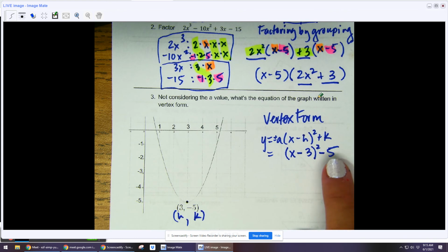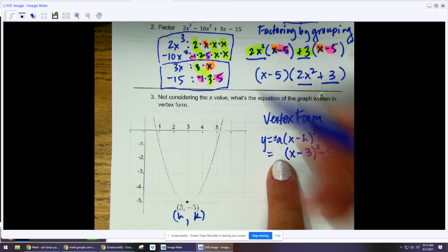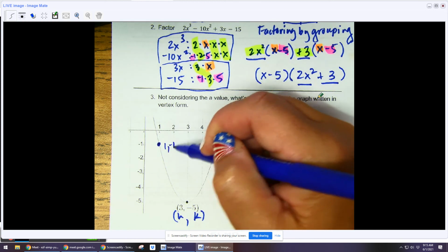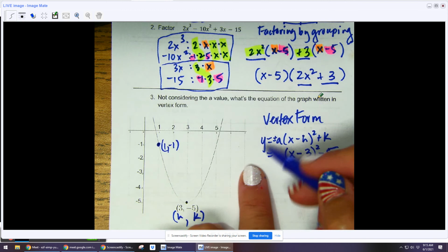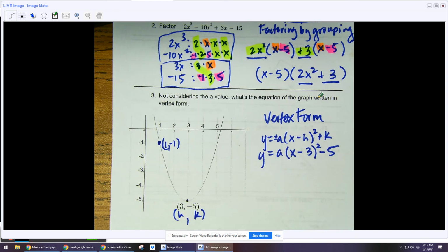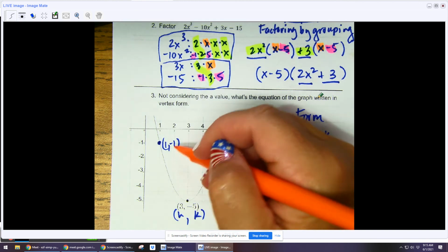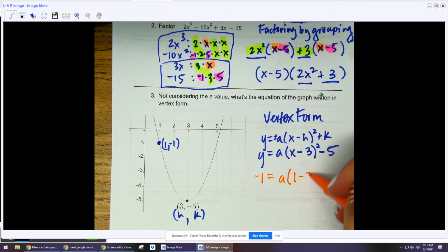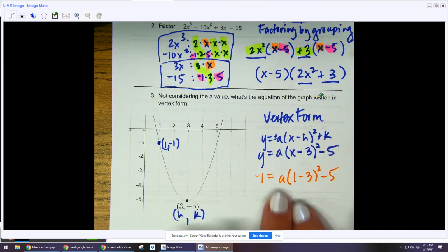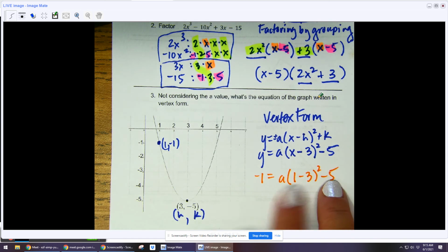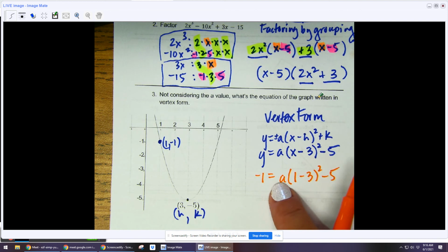If I did want an exact a value, I would have to look for another xy coordinate, like 1, negative 1, in order to plug in x and y to find a. So y is negative 1, x is positive 1, and now that I plugged in this xy and I plugged in my hk center vertex, now I can solve backwards for the a.